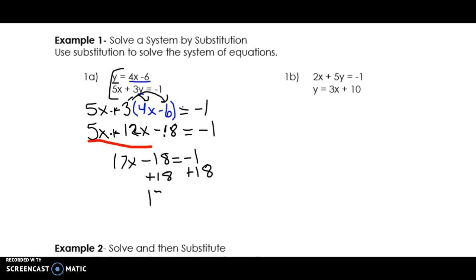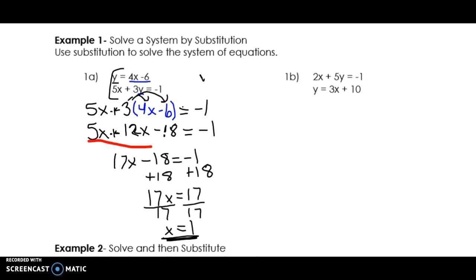So I end up with 17x equals -1 plus 18, which gives me 17. Now to get x by itself, I'm going to divide by 17 on both sides. I'm left with just x over here. 17 divided by 17 is just 1. Okay, so now I've solved for what x is, but now I've got to figure out what y is. At this point, I'm going to plug this back in for x in one of the equations. I would pick the one on top, y equals 4x minus 6, because the y is already by itself.